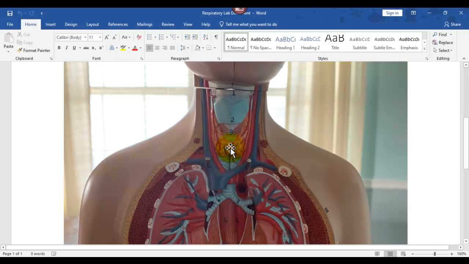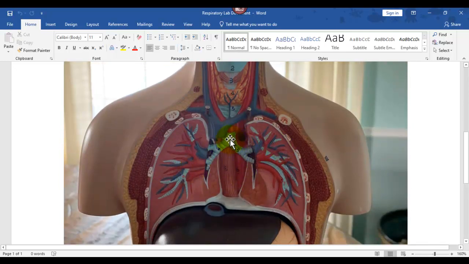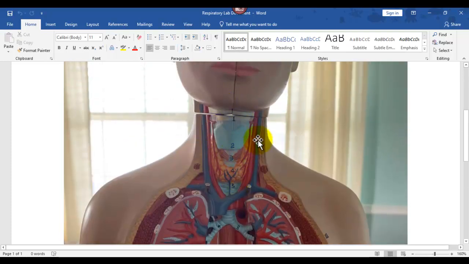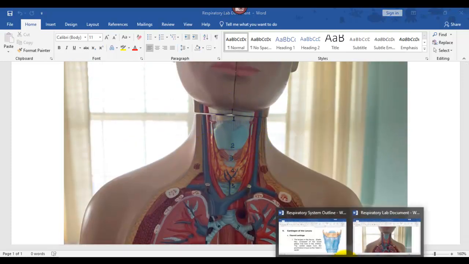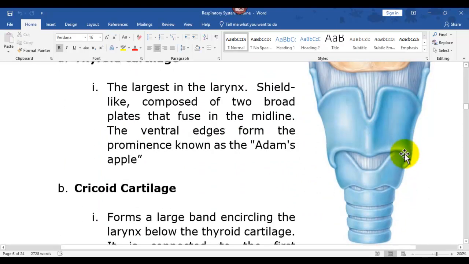See, here's the thyroid gland, and then you see down here the lungs. There's the trachea, and there's branching. This is called the left and right main bronchus, primary bronchus, or bronchi. So this area is blown up for this particular picture.